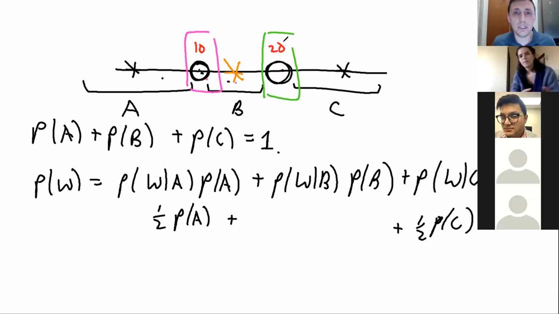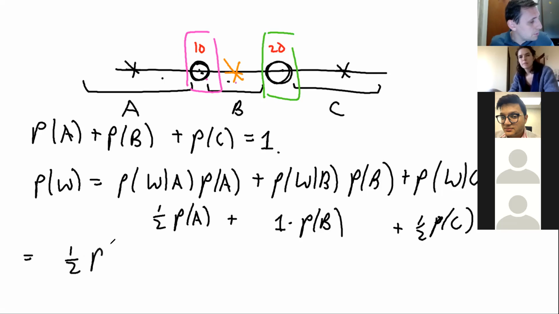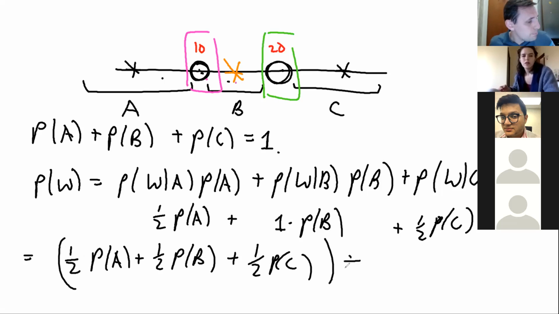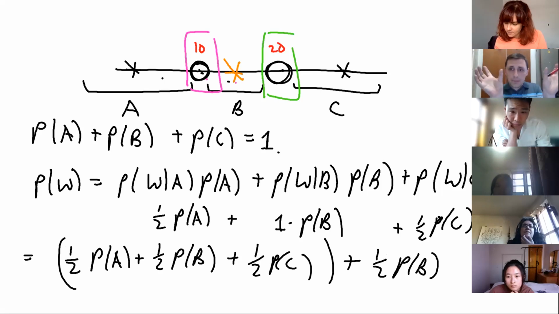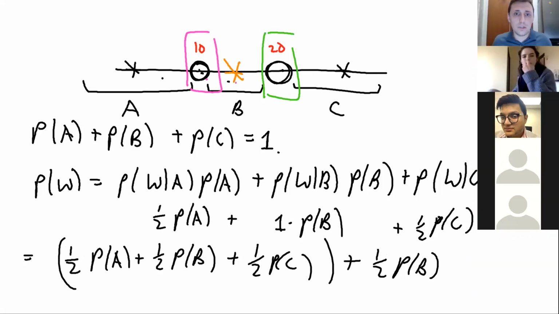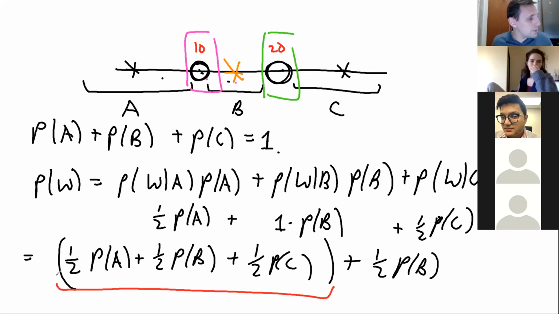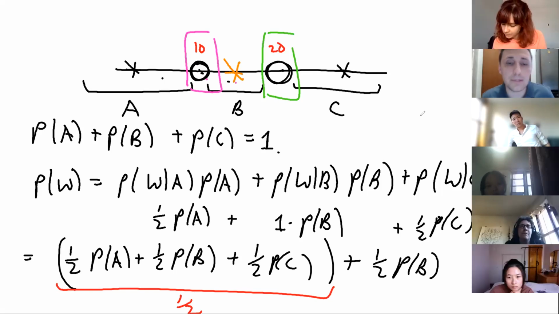So that's where the probability is 1 times probability of B. And what do I get now, guys? I can write it as 1/2 probability A plus 1/2 probability B plus 1/2 probability C plus, you see, I split this one into 1/2 plus 1/2 probability B. I just split the 1 times B into 1/2 times B plus 1/2 times B. And in grouping, what is this number? This number is simply 1/2 times 1. So this number is simply 1/2. Do you see that? So my answer is 1/2 plus 1/2 times the probability of event B.